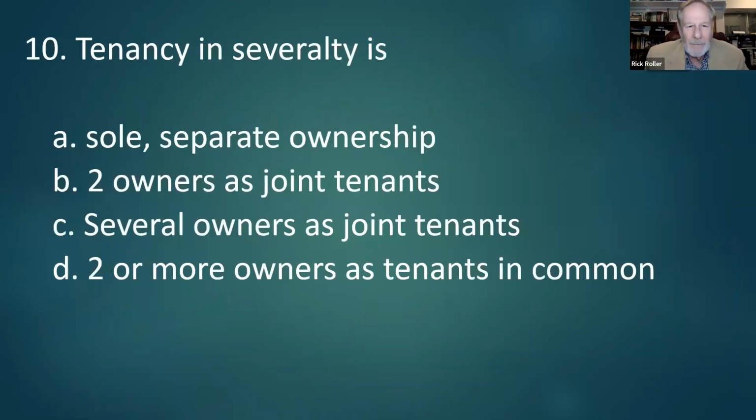Tenancy in severalty. Now that sounds like there's several of you. Okay, is it sole separate ownership? Yeah, that's it. A is the correct answer. Two owners as joint tenants? No, tenants in severalty means that it's a sole owner, like one. You're severed, you're cut away from everybody else. Two owners as joint tenants, that's a whole different thing. Several owners as joint tenants, and two or more as tenants in common, that has nothing to do with sole ownership, sole separate ownership. So the correct answer to number 10 is A.